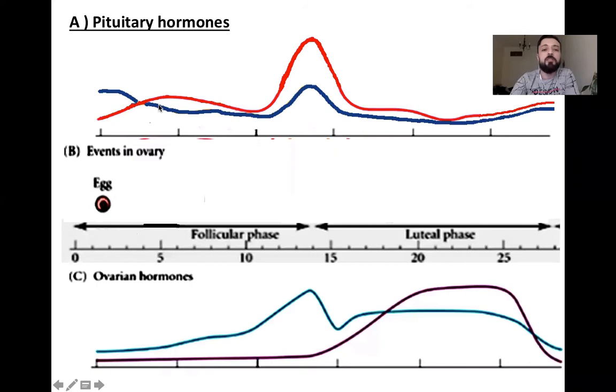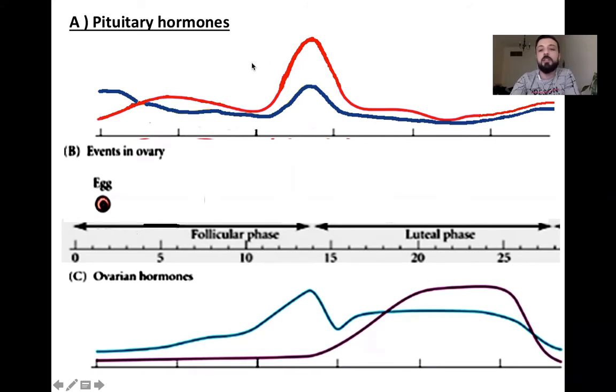So we have three graphs on the figure. The first graph shows the secretions of the pituitary gland. The second graph shows the changes that take place inside the ovary. And the third graph shows the release of two hormones secreted by the ovaries. Who can name the hormones? I have four colored graphs: the red graph, the blue graph, the dark blue, I guess, in addition to the purple graph.